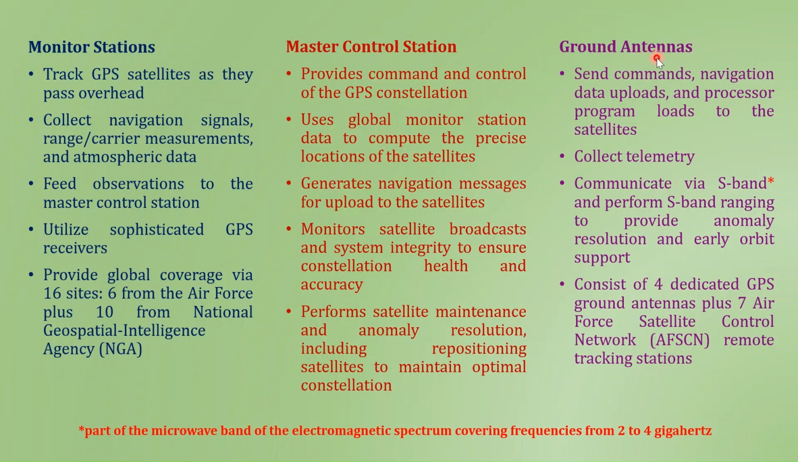Then we have the ground antennas which send the commands, navigation data upload and the processor program loads to the satellite. They collect the telemetry data, that is the data from various other ground antennas. They communicate via S-band. S-band is the part of the microwave band of the electromagnetic spectrum which covers the frequencies from 2 to 4 gigahertz. And these ground antennas perform S-band ranging to provide anomaly resolution and early orbit support. And they consist of 4 dedicated GPS ground antennas plus 7 Air Force Satellite Control Network remote tracking stations.